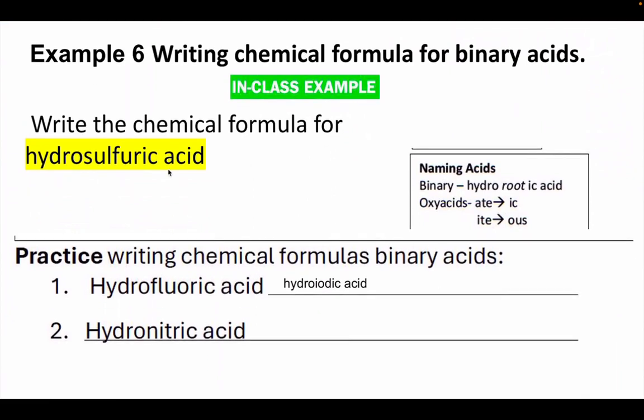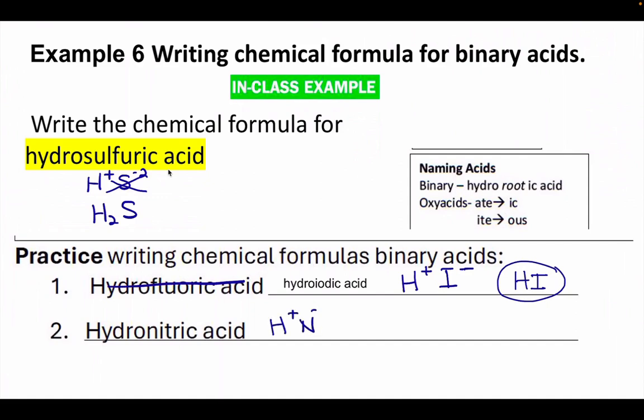So here's a couple more examples. Again, I would try these and pause the video and then check. Hydrosulfuric, so we know it's going to have hydrogen and sulfur. And this one I'm just going to do a different one because we had already done hydrofluoric. So hydroiodic acid would be hydrogen with iodine. Hydronitric acid, bring down the 3.